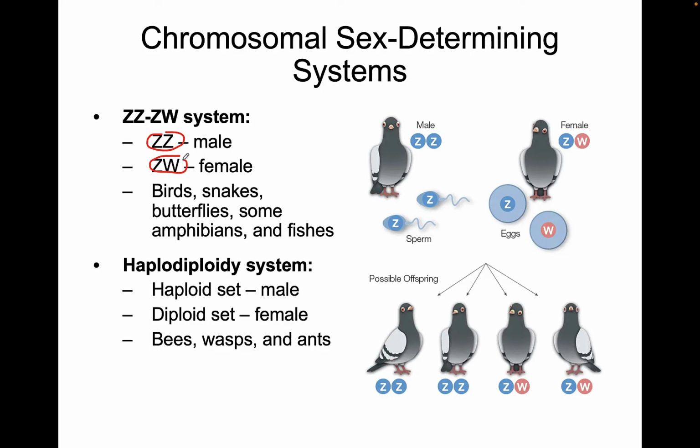The haplodiploidy system is where you have a haploid set in males and a diploid set in females, and this corresponds to bees, wasps, and ants.